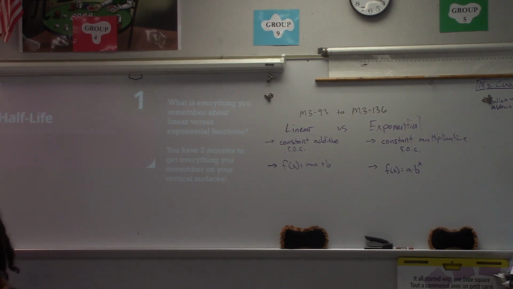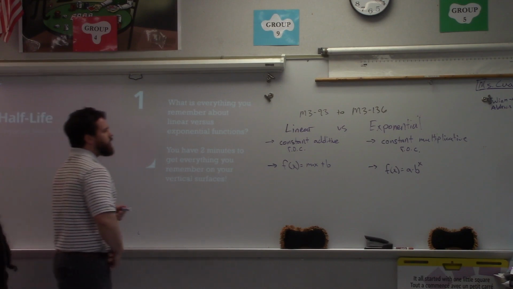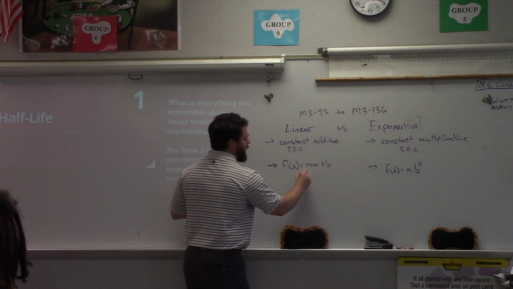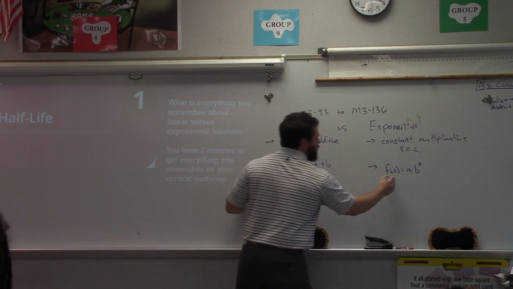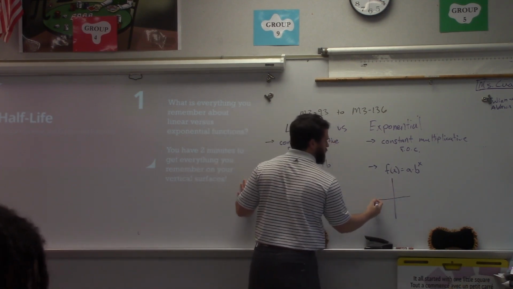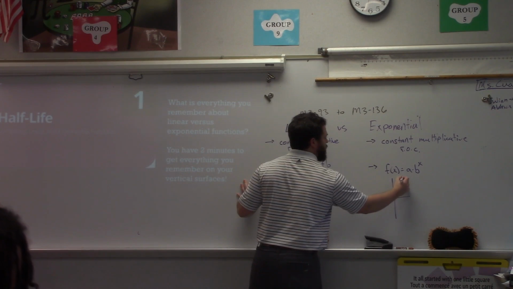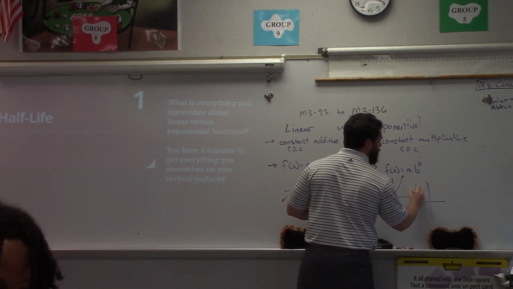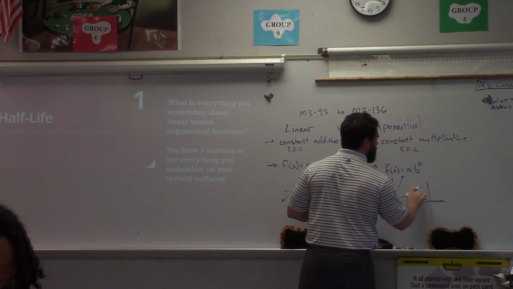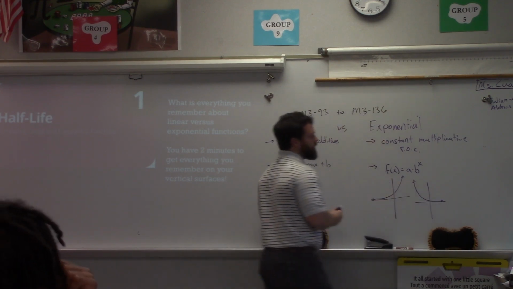These are the big concepts to remember. The shape of a linear is quite literally a line. The shape of an exponential is that exponential curve, right? Now remember, it could go one of two ways. We're going to talk in just a second about which direction it goes based on some details.